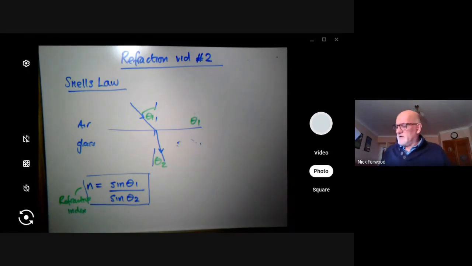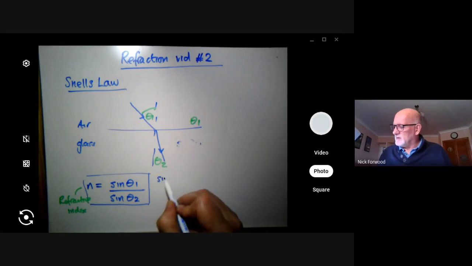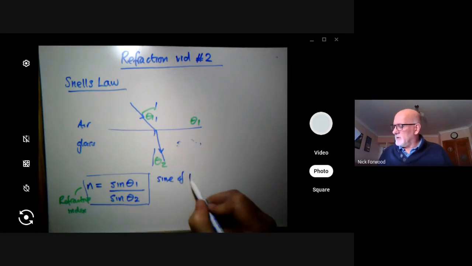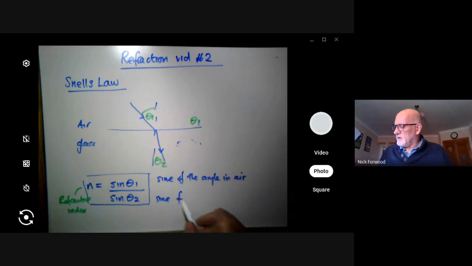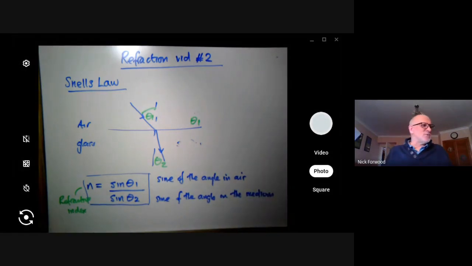And theta 1, or sine theta 1, is the sine of the angle in air. And theta 2 is the sine of the angle in the material or the medium. And that is actually what Snell's law is.